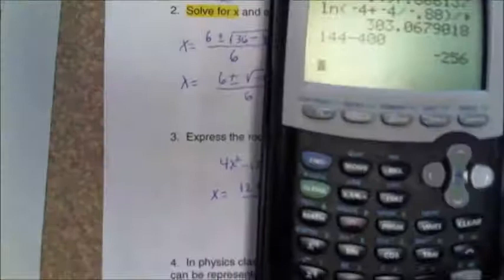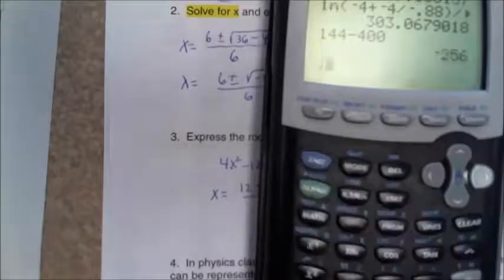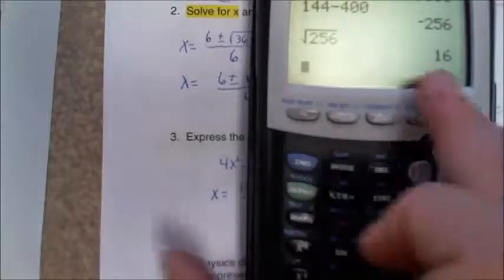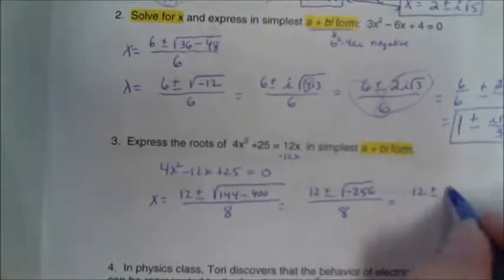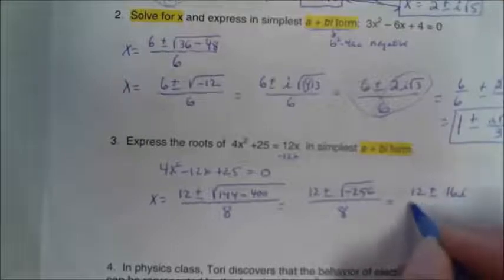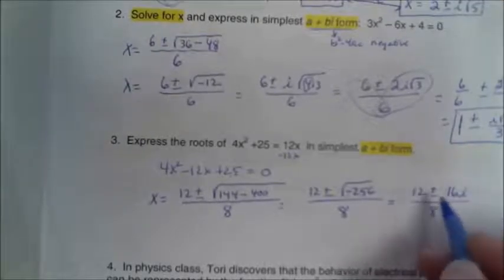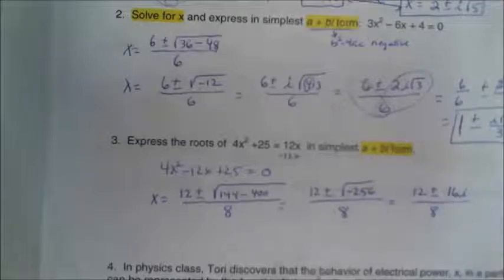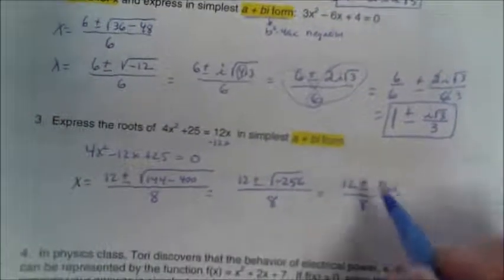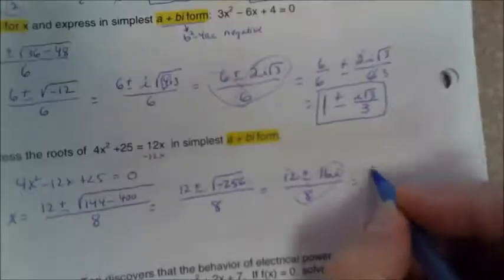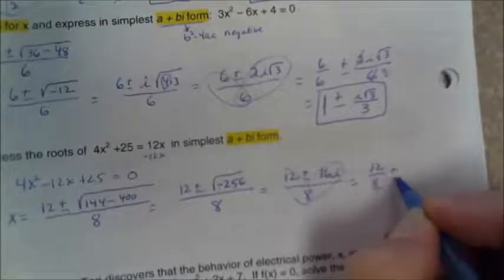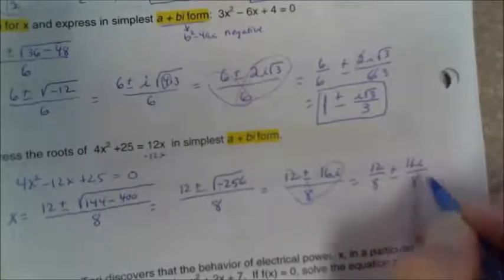and the square root of 256 is a beautiful thing, because you can see this 256 is a perfect square. It's 16 squared. So when you pull this out, take the square root of 256, you're going to call that 16i. Do you see there's no radical in here? Right, because we took the square root of 256 and just got a plain old 16. So now we're going to split this up into the a plus bi parts. So we have 12 over 8 plus or minus 16i over 8.